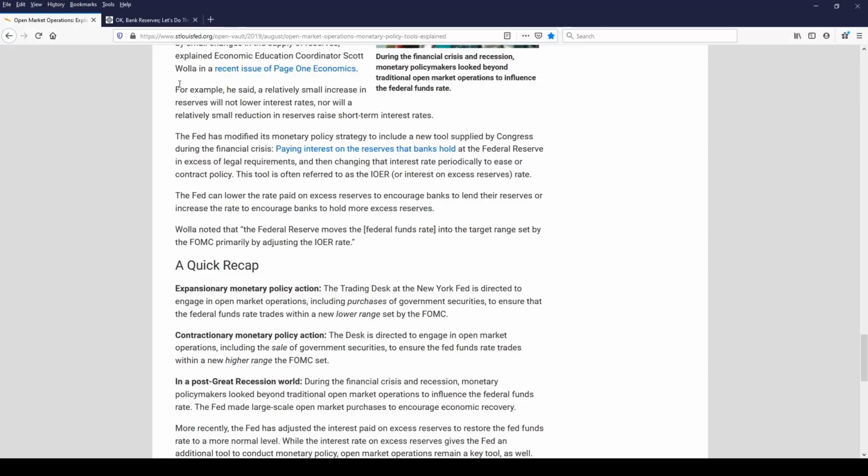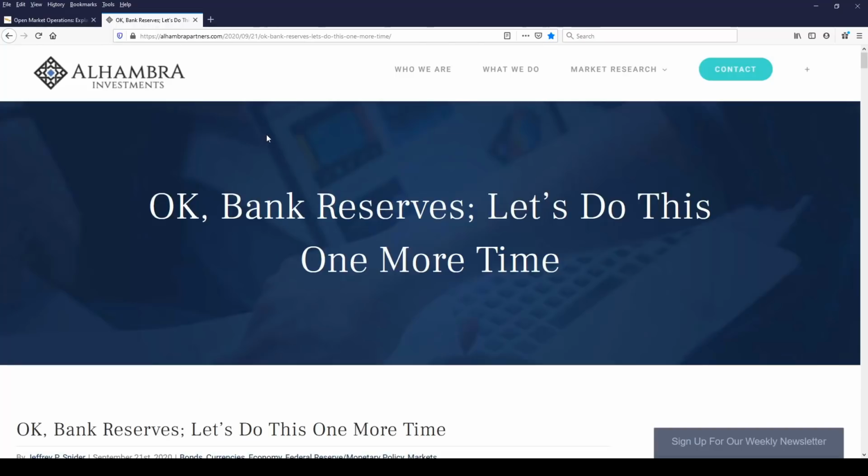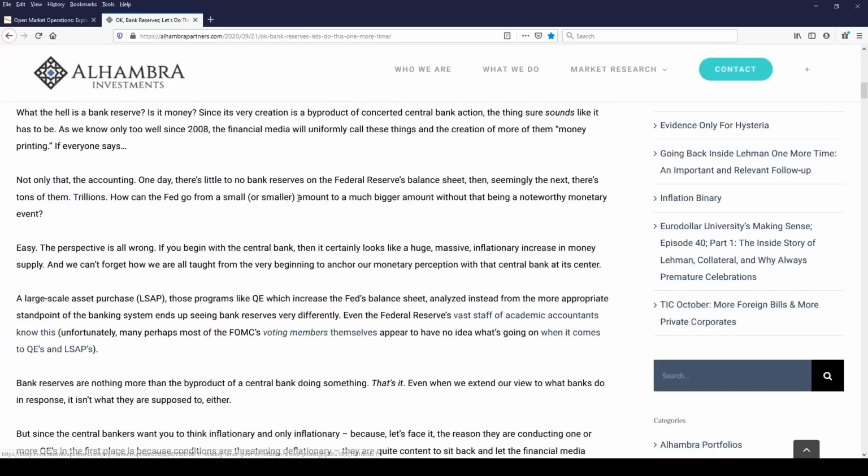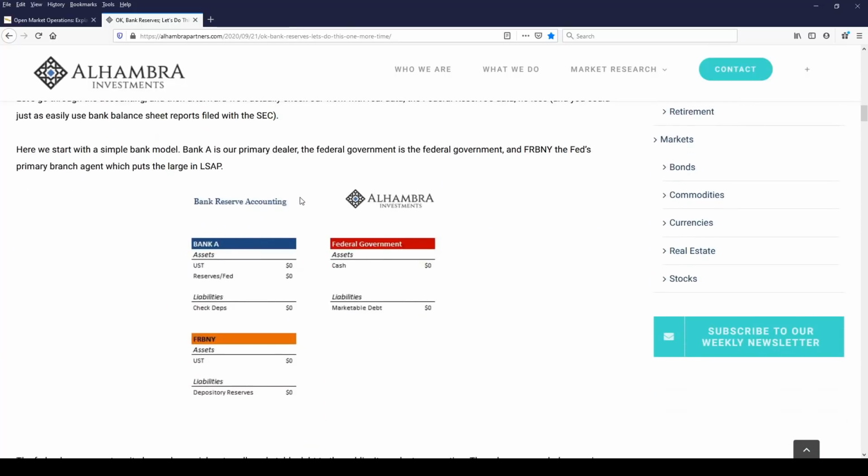So to further your understanding of how quantitative easing creates bank reserves, I'd like to refer to this article by my friend Jeff Snyder, the head of global research for Alhambra Investments, titled, "Okay, Bank Reserves, let's do this one more time." And Jeff outlines in graphical form how quantitative easing works.